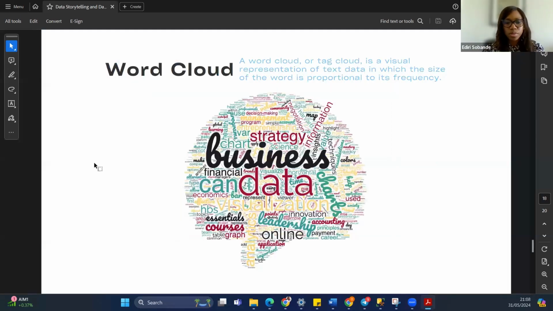The next one is the word chart, or the word cloud. Now, I've seen a lot of users or data professionals just use word cloud because they like it. So they use it for anything. You just use it for any messaging you want to do. No. A word cloud is a visual representation of your text data. So you want to show the frequency of a particular word.